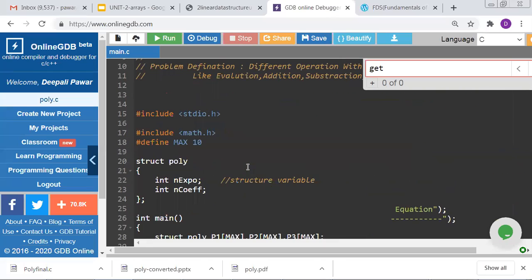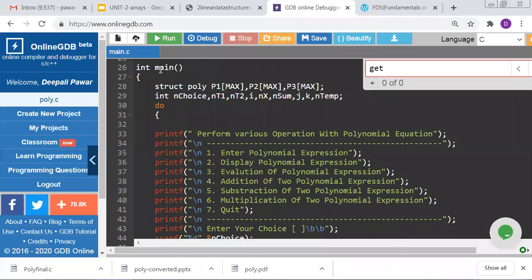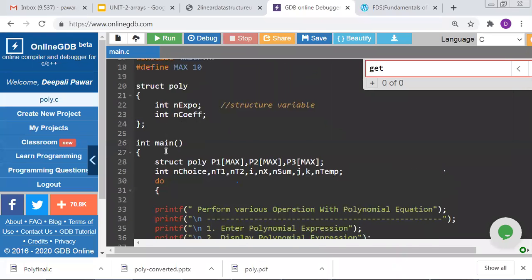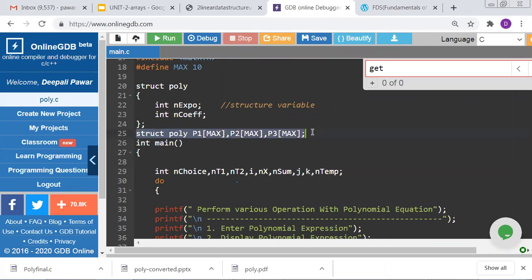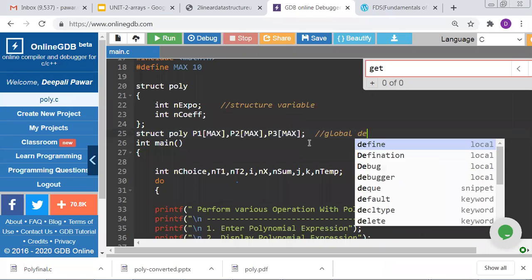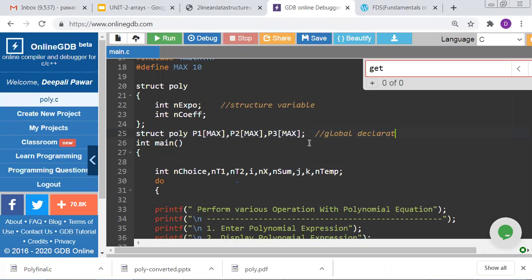Okay, now start. I'm implementing the program in main. I'm just declaring here. Just concentrate here. Struct poly, where can we declare this? We can also declare it globally. That means where can I put this same statement? Here. So this becomes its global declaration. I am declaring it outside main, so it becomes a global declaration. Okay, this variable is called a global declaration.